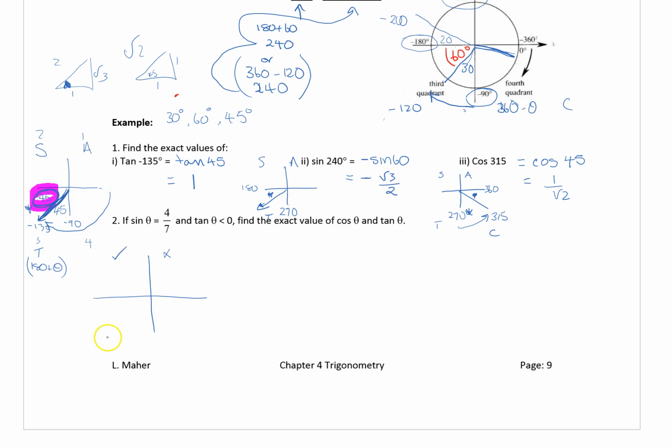Could theta be down here where sine is positive? No, sine is not positive down here. And likewise, sine's not positive there. There is only this one quadrant where these two conditions hold true, that the sine is positive and the tan is negative. So what I know is I'm working in the second quadrant. Theta is definitely in the second quadrant.